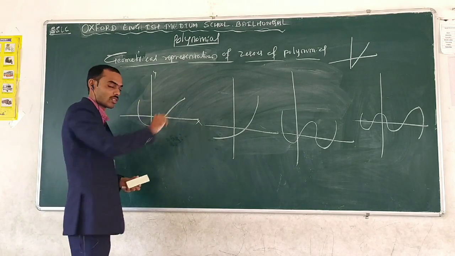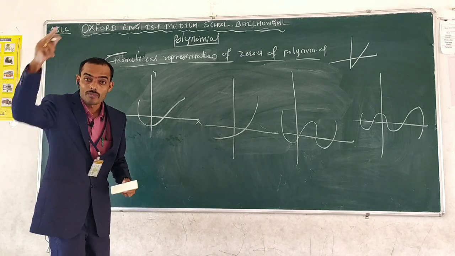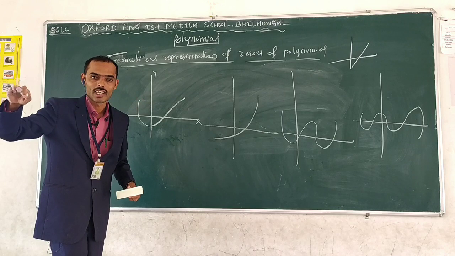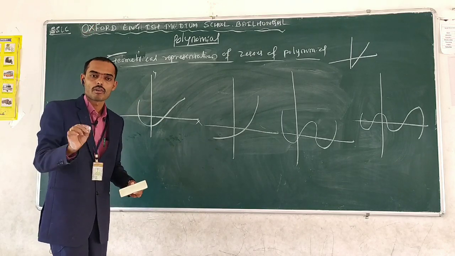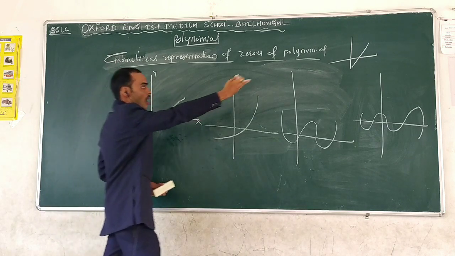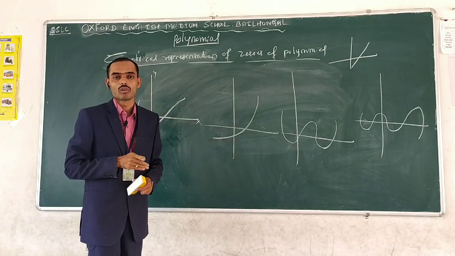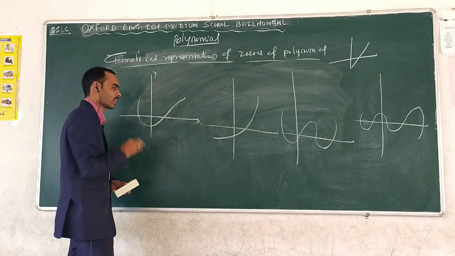The number of times the curved line or straight line passes through the x axis, only you have to observe x axis, not y axis. The horizontal line is called what? X axis. The vertical line is called what? Y axis. The number of times the curved line or straight line passes through the x axis is called what? Zeros of the polynomial. Very important concept, very easy concept here.